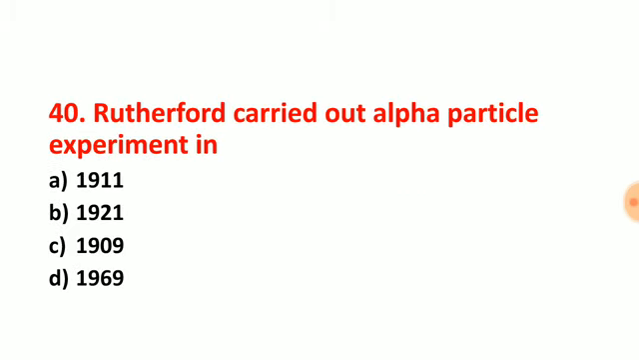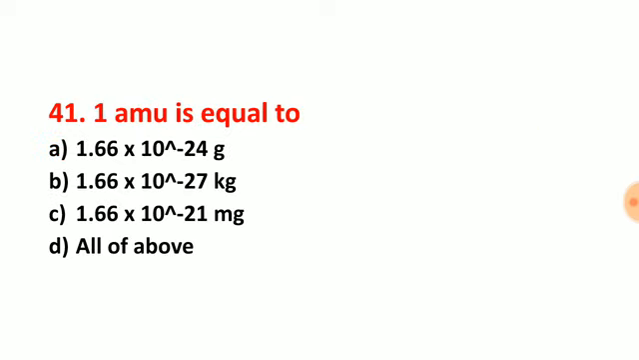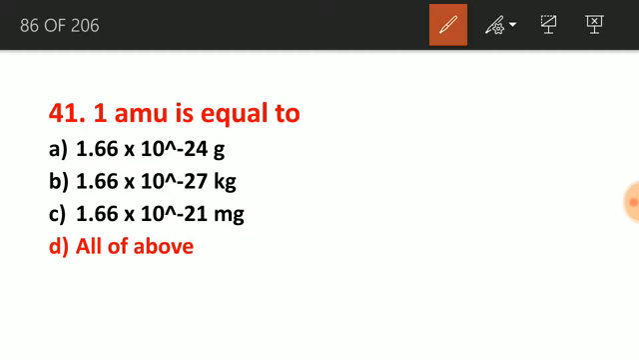Question number 40, Rutherford carried out the alpha particle scattering experiment in 1911 AD. Rutherford did his experiment in 1911 AD. 1 AMU is equal to this. Option choice A, B, C, all are the same thing.